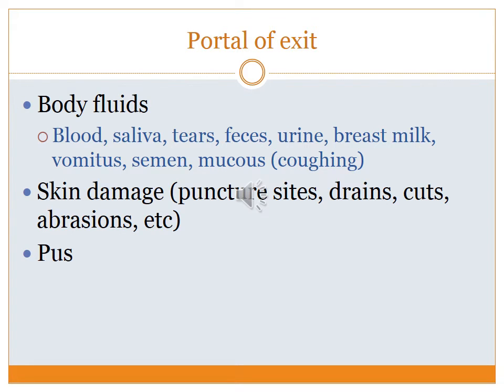We have a portal of exit. This is like your body fluids, so it's your blood, saliva, tears, feces, urine, breast milk, vomit, semen, mucus, coughing. An exit could be skin damage, so puncture sites, drains, cuts, abrasions. It could be pus. A reservoir is only a potential source of infection. So in order for an infection to spread, it needs to exit the reservoir. So you have to have a reservoir.